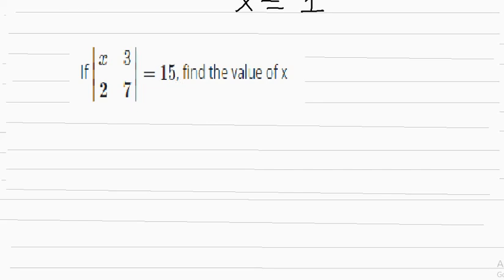All right, so here we go. This is another question 2.